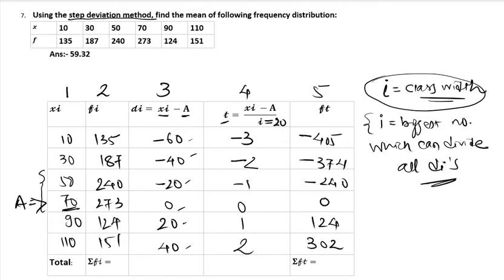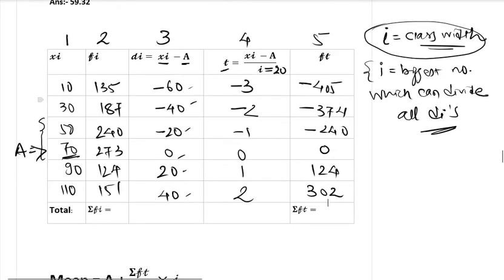So what is the next step? Next step is we have to add and find sigma fi and sigma ft, right? So we have to find the sum of the second column and the fifth column. First the second column, so that is 135 plus 187 plus 240 plus 273 plus 124 plus 151. So it comes out to be 1110.